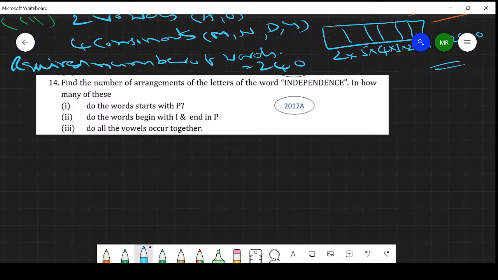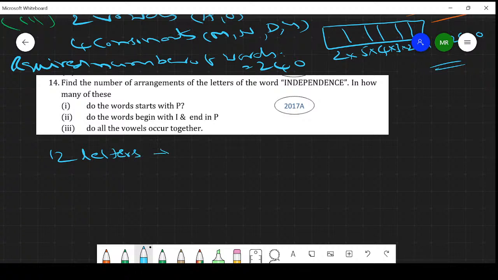When I am doing this problem: find the number of arrangements of the letters of the word independence. In how many of these do the words start with P? Do the words begin with I and end in P? Do all the vowels occur together? See, in this problem, in independence, in total we have 12 letters.